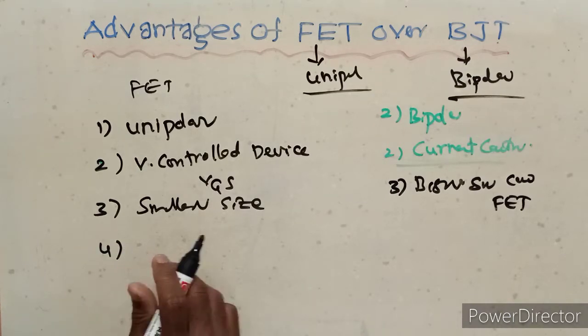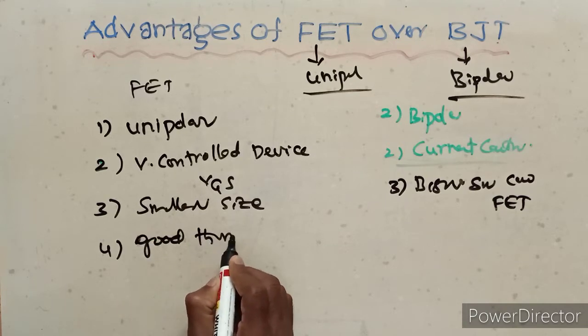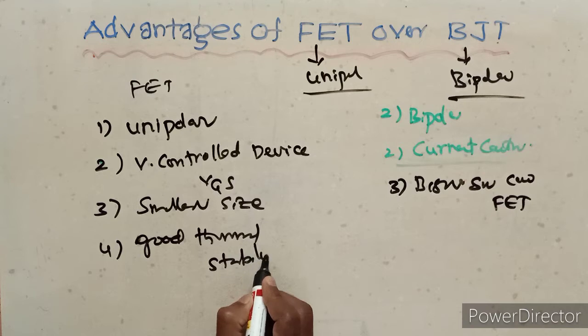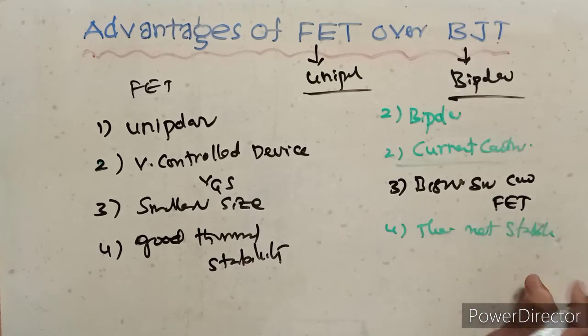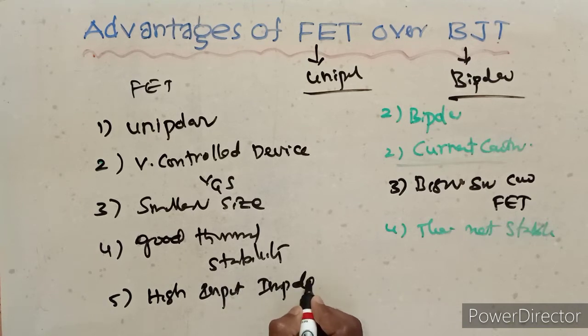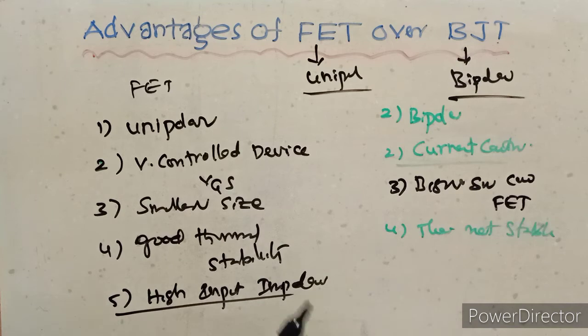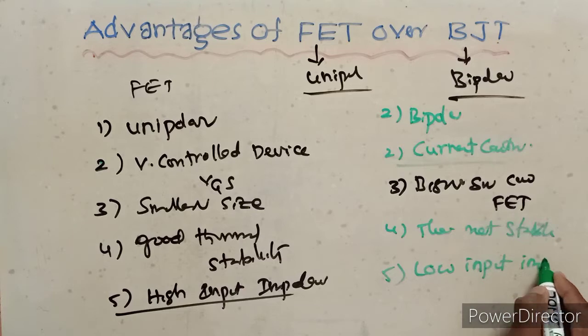So next one, FET has good thermal stability. BJT is thermally not stable. In this FET, high input impedance. In this BJT, low input impedance.